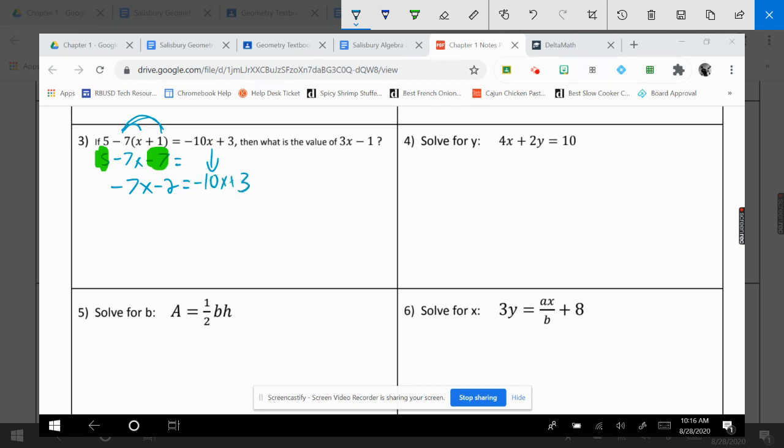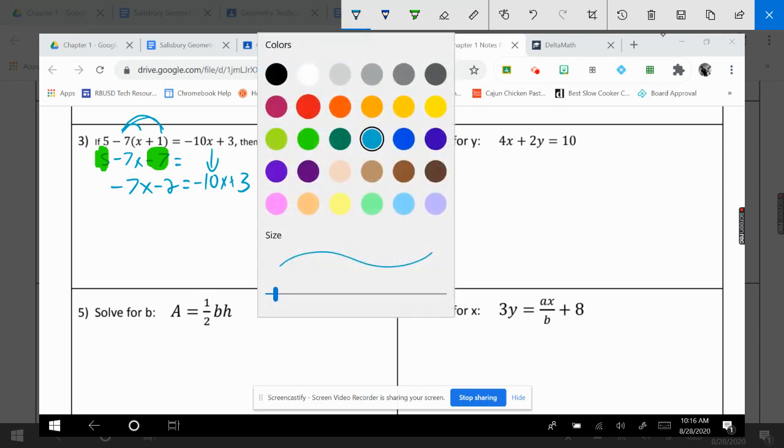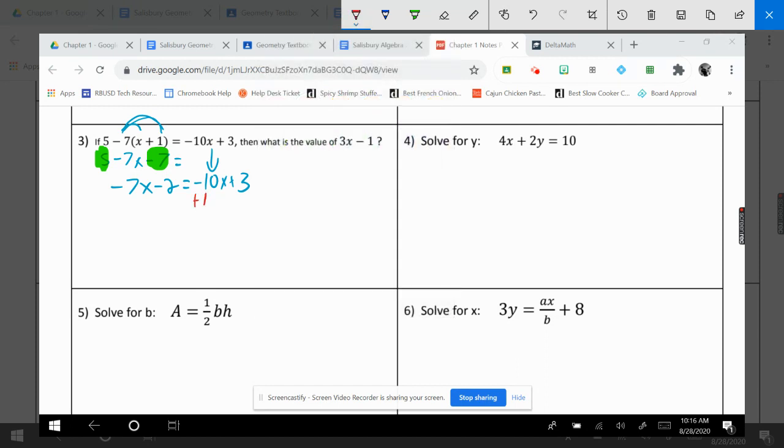And then we can move the x's to one side. So I'm going to add 10x here. And what I actually like to do is I always like to make my x positive. So I know 10 is going to be bigger. Cancels off. Leaves me with 3x minus 2 is equal to 3. Add 2 on both sides. Now it's just a two-step equation. 3x equals 5. And then divide both sides by 3. So x is equal to 5/3.